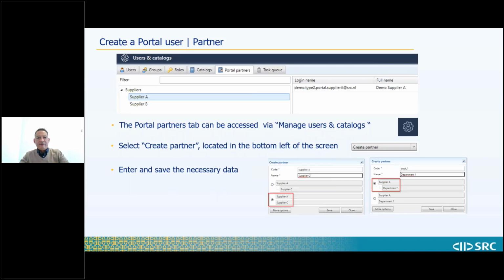And then you will be asked to enter some necessary data. There are two ways to create a partner. You can create it on top level, so that means that you will create another supplier or customer or store. It's also possible to create an entity for a specific department below a supplier. So that's a level below.